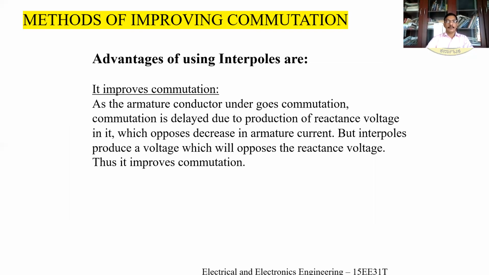Advantages of using these interpoles are: it improves the commutation as the armature conductor undergoes commutation. Commutation is delayed due to the production of reactance voltage in it, which opposes decrease in the armature current. But interpoles produce a voltage which will oppose the reactance voltage, thus it improves commutation. Other than this, some other advantages also, in case of armature reaction also, it helps to overcome that problem.